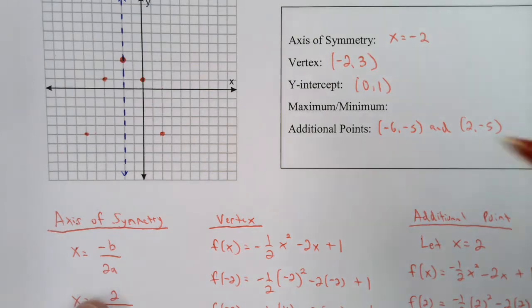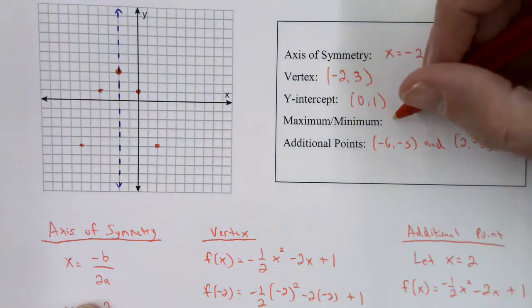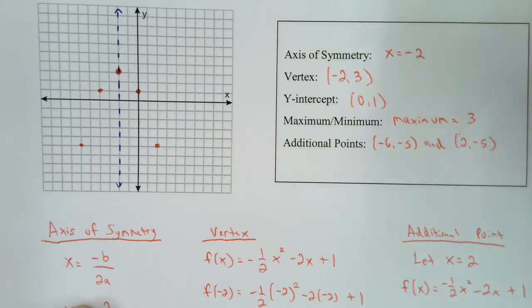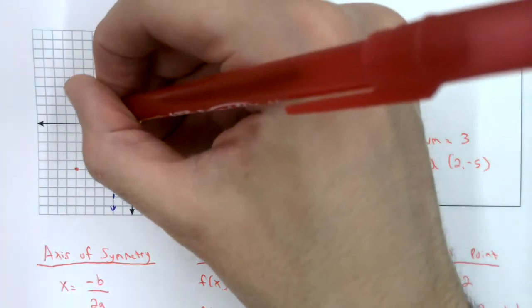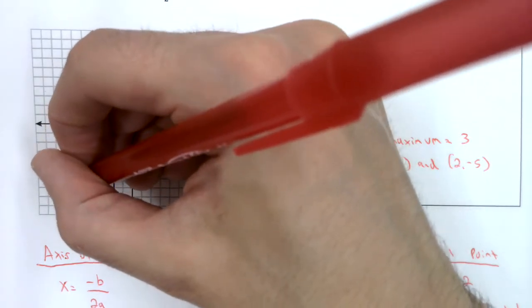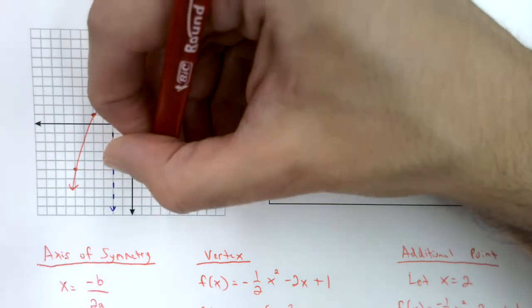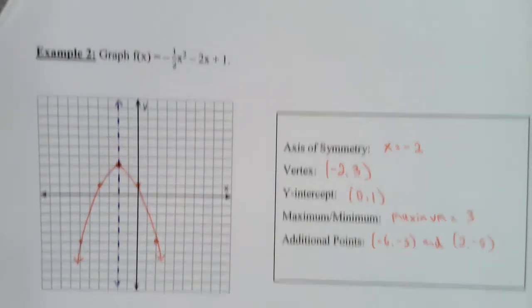But let's also do the maximum or minimum. It's a maximum this time because it's the highest point. And the maximum equals the y value of the vertex, which is 3. Okay, 2 more. Again, I'll go a little faster because now we've done 2 already.